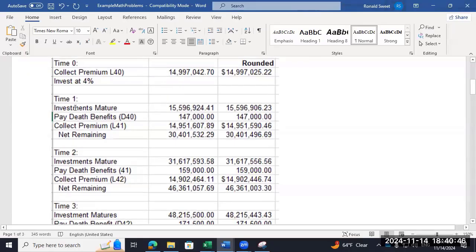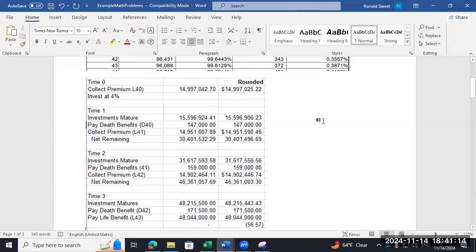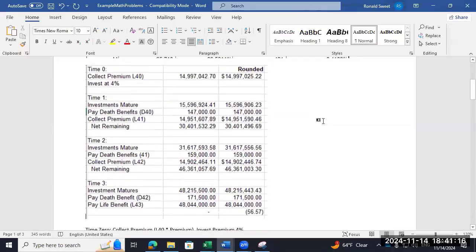Well, I don't do the 1.04 until time 1. Because at time 0, you haven't made anything. You just invested it. So you're just taking our L40. Right. That's all that is. And at time 1, you take that premium and multiply by 1.04 because you've had it for a year. So this 15,596 is that 14 million plus the 4%. For this case, our L40 is 97,043, right?